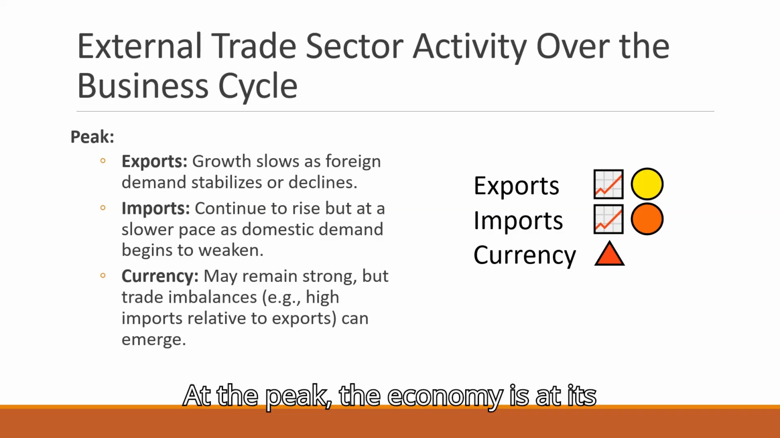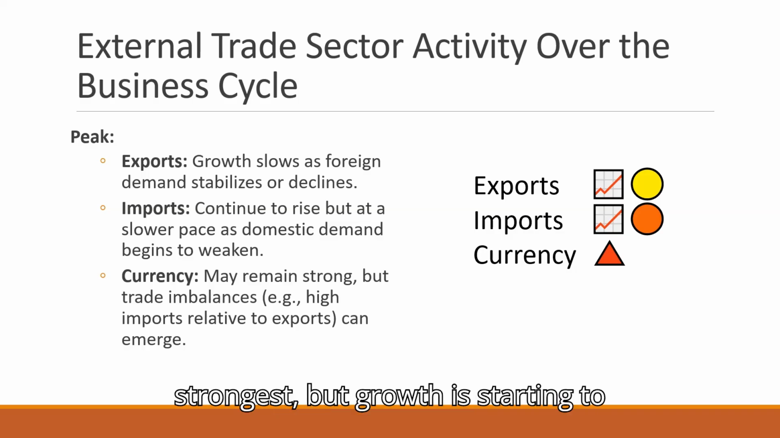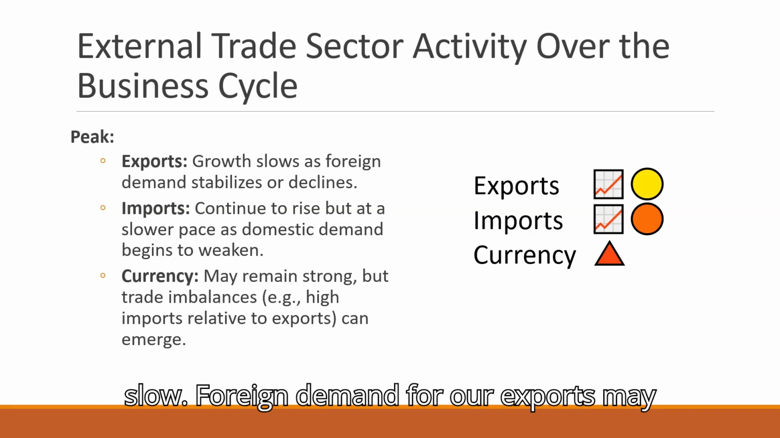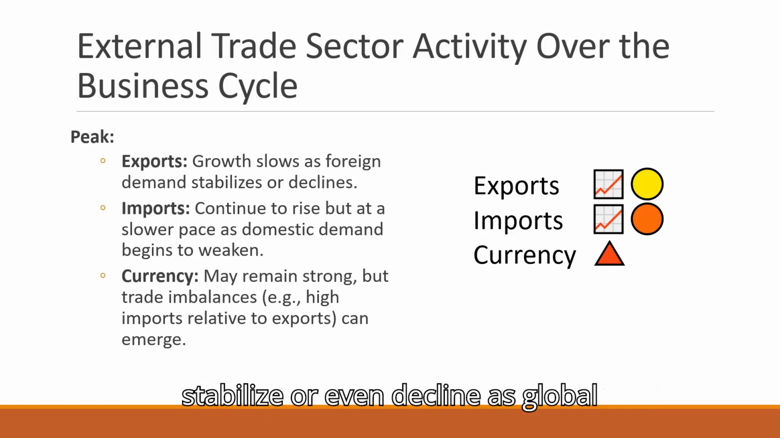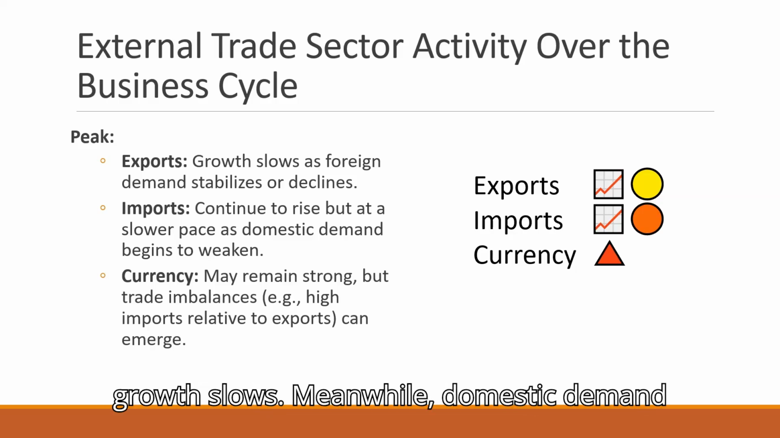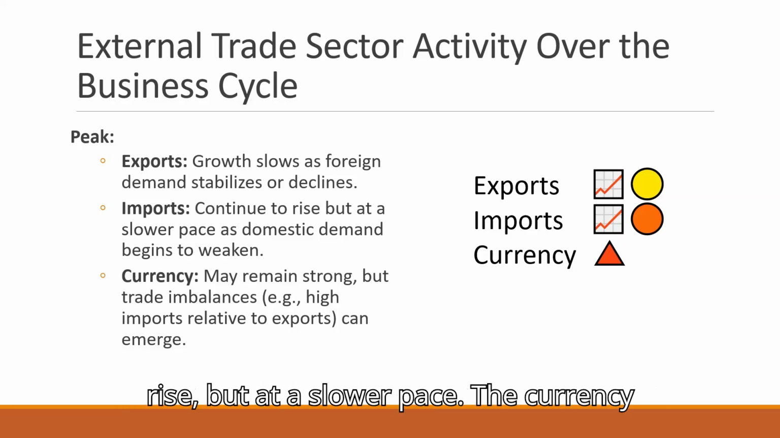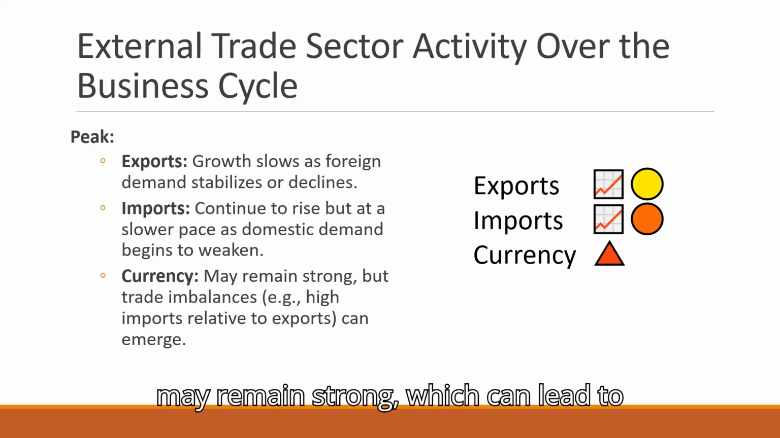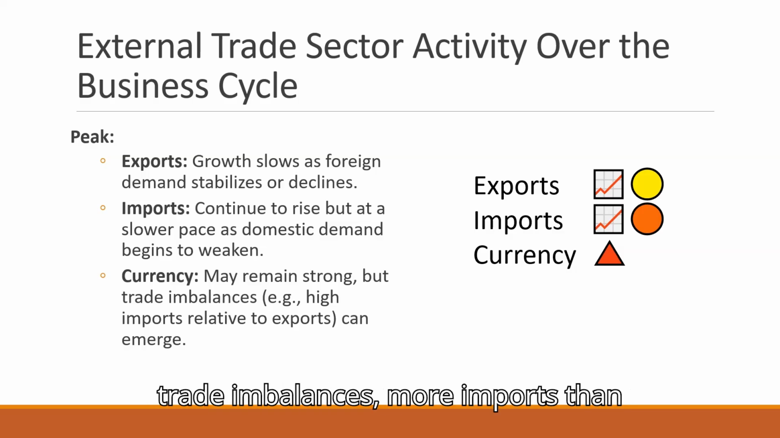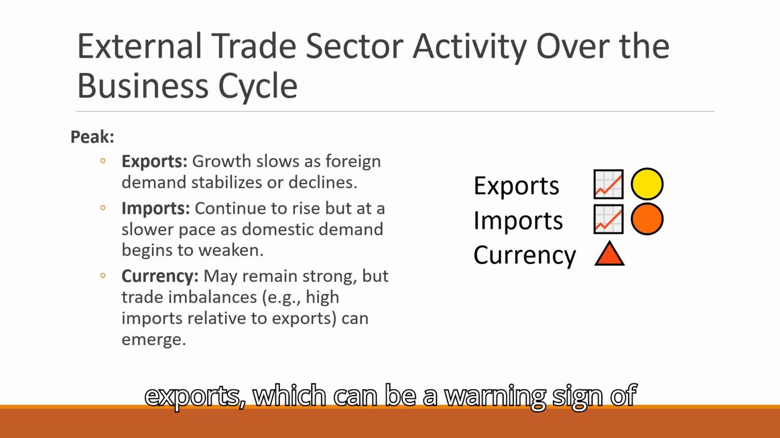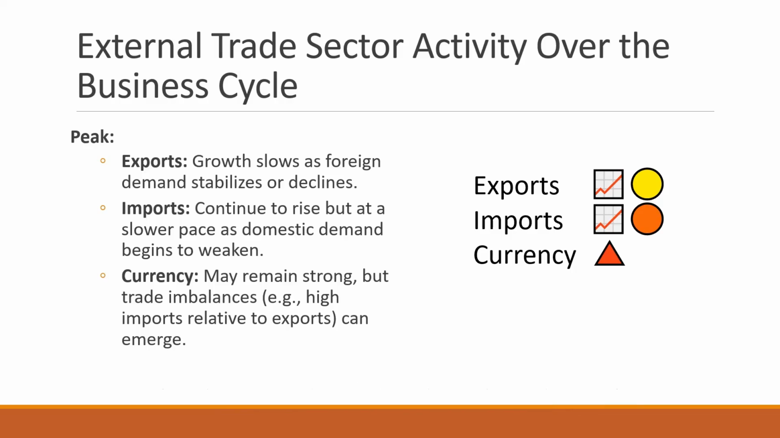At the peak, the economy is at its strongest, but growth is starting to slow. Foreign demand for our exports may stabilize or even decline as global growth slows. Meanwhile, domestic demand is still high, so imports continue to rise but at a slower pace. The currency may remain strong, which can lead to trade imbalances, more imports than exports, which can be a warning sign of an upcoming contraction.